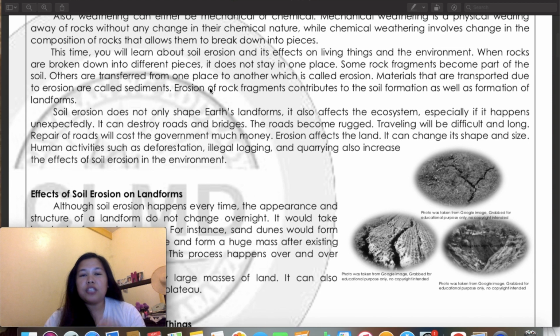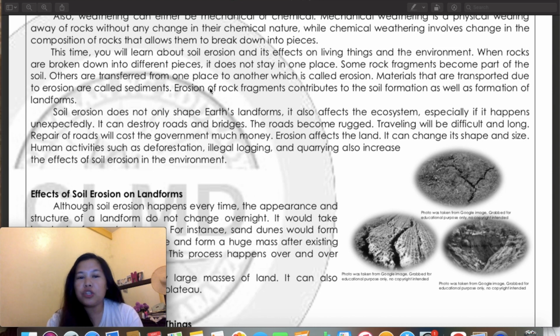Soil erosion does not only shape Earth's landforms. Si soil erosion, hindi lang siya ang dahilan para nagkakaroon tayo ng mga hugis sa ating mga landforms kasi there are many shapes na sa landforms natin. So it also affects the ecosystem, especially if it happens unexpectedly.